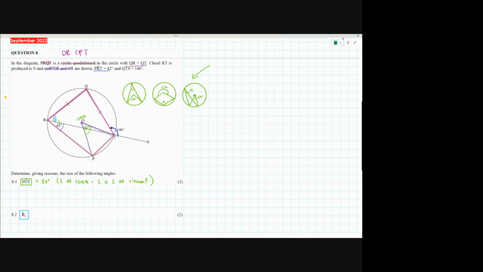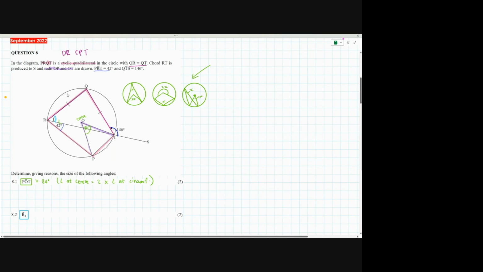So, ma'am, what I think we would do, since angle R in total is at the circumference, it would be a 90-degree angle. So we could say 90 minus 42 degrees, and then we can get R1. Why are you saying it's a right angle?